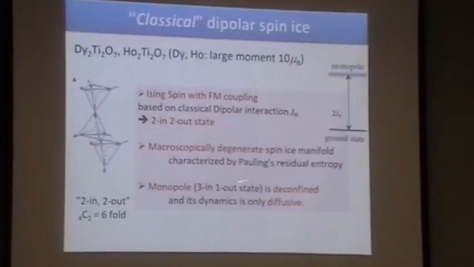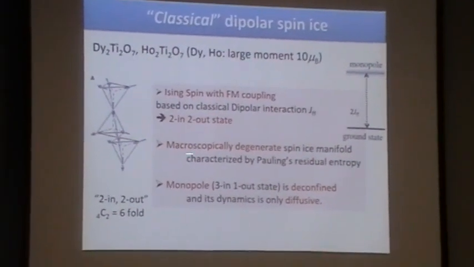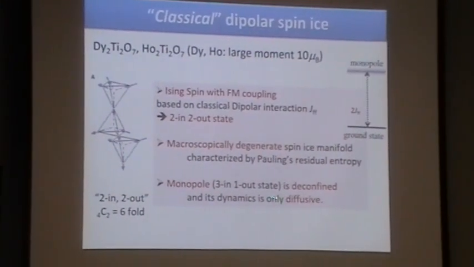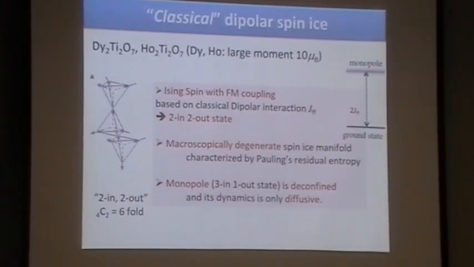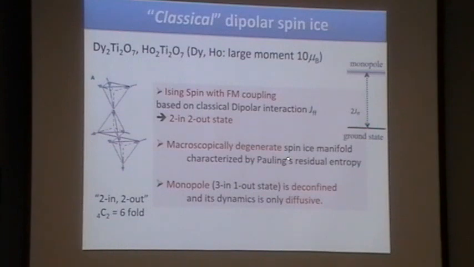And this leads to a very strongly macroscopic degeneracy. It's almost one third of R log 2 in entropy that is actually in this system, which you can measure thermodynamically. It's an entropy associated with one third of R log 2, nearly, it's not exact.